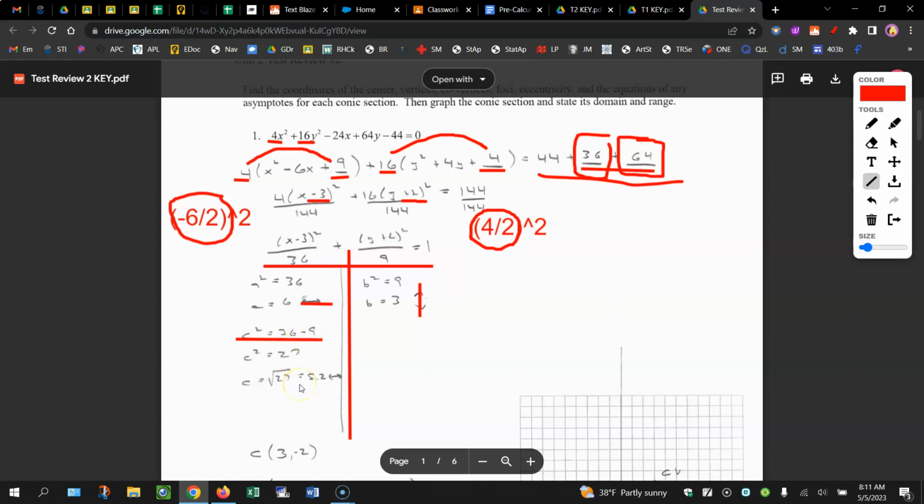Take the square root. It's about 5.2. Again, this is under the x. This is going to be moving left and right. The foci and the vertices always move the same direction. Your center is 3, -2. How did we get that? It's going to be the opposite of these signs, x minus 3 and y plus 2. So +3, -2.